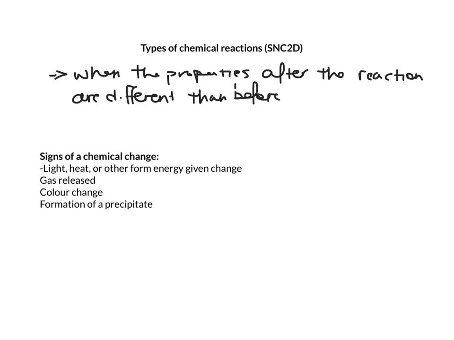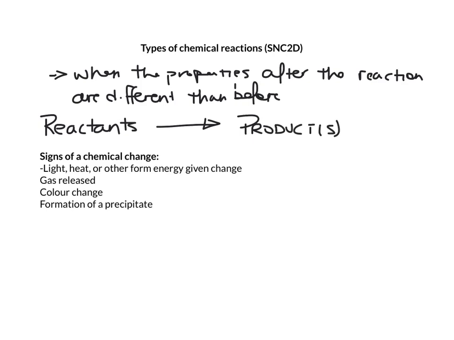Okay, and the things that go in are called reactants, or a reactant, depending on how many you have. So the reactants go into the chemical reaction, and what comes out are products or a product. It's either a product or products, depending on the chemical reaction.